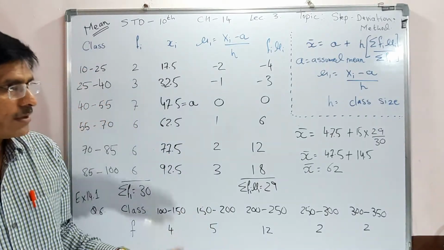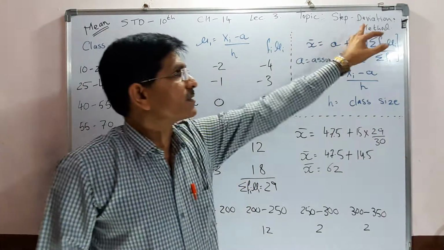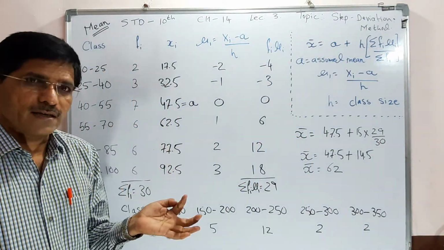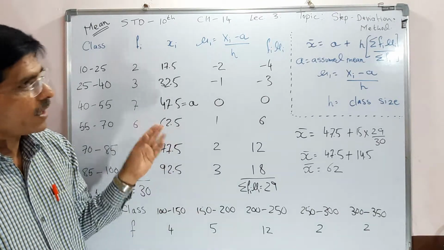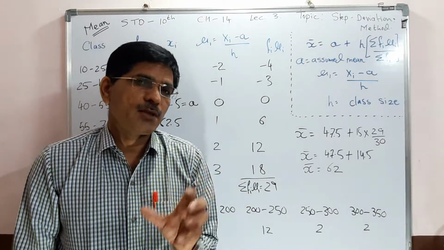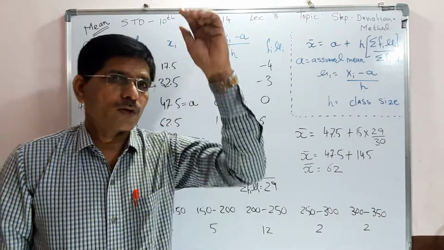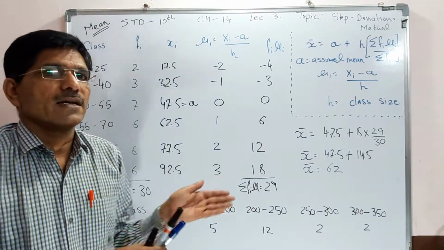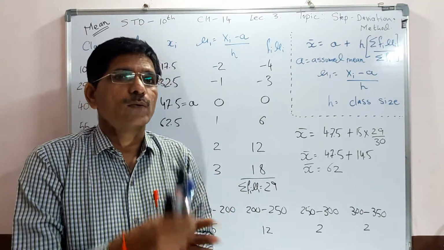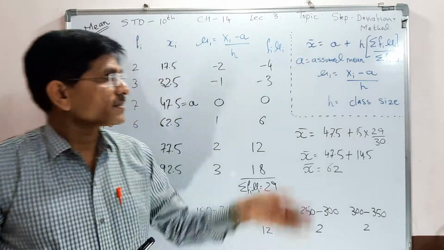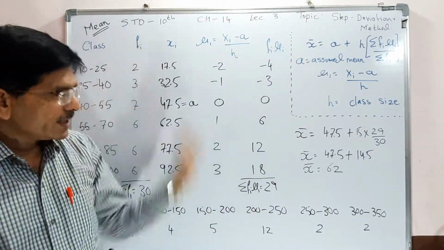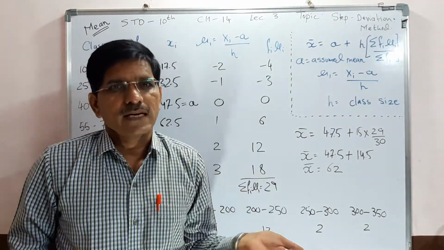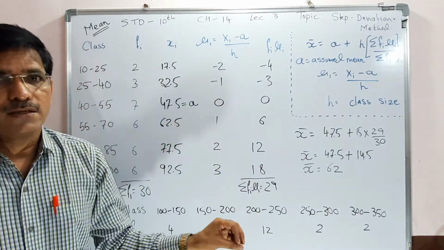Now today's topic is related to the step deviation method. This is the third method and it is easy. First, second, and then third, but the third method is easy. In the first method, fi xi and the calculations are big. In the assumed mean method, some calculations are small, but in the step deviation method, all calculations are short. There are no big digits.